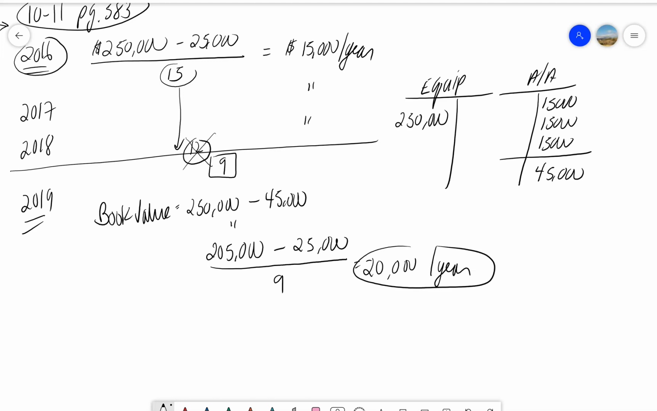And so that's how we deal with revisions to our amortization calculation. We only make the revisions going forward. So then let's go back to our handout and let's look at the next topic.